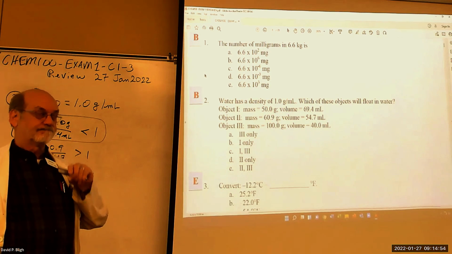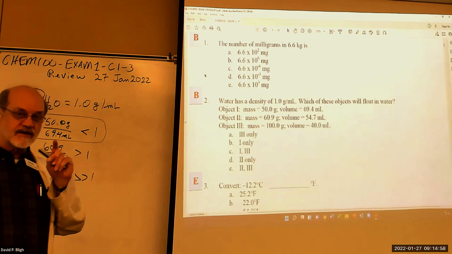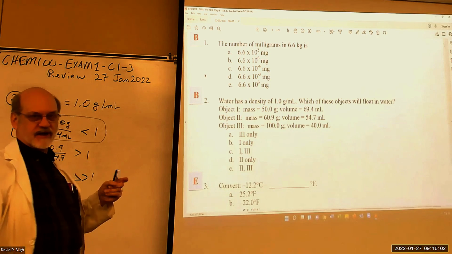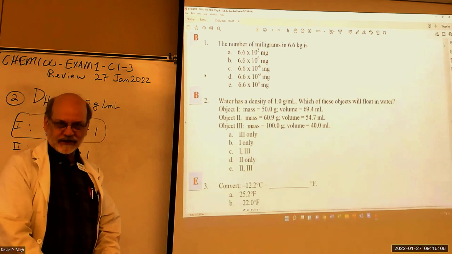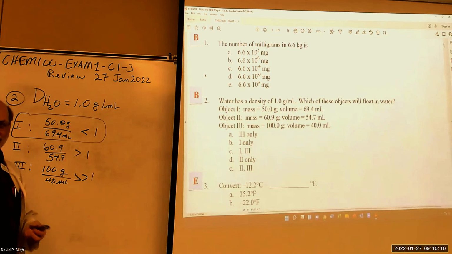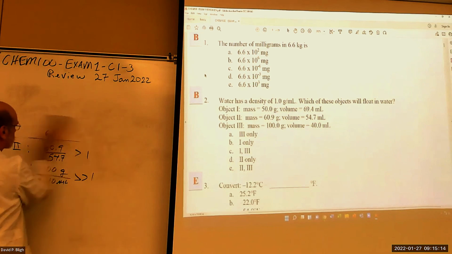But the question there is a little more complicated because you don't just have the object, the gas, you have the sack and you have the gondola. So we'll not go into that right now. Okay, that's number 2.